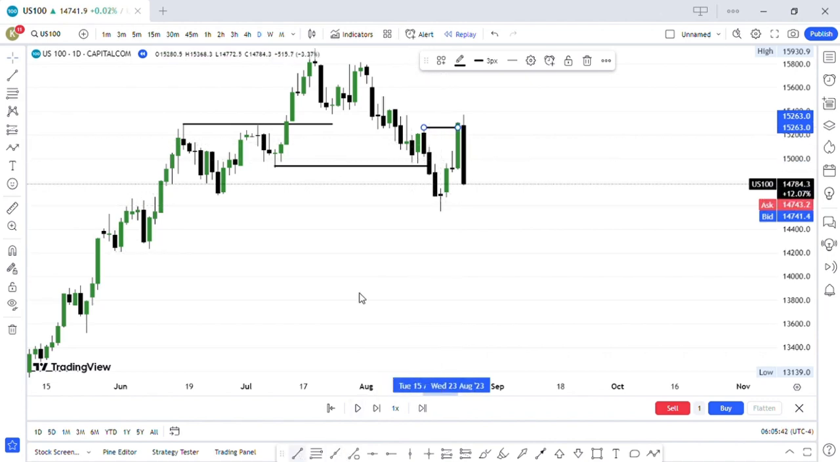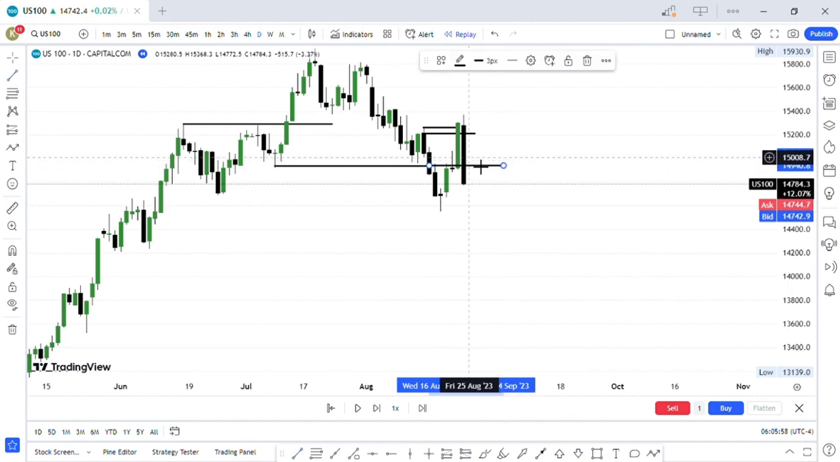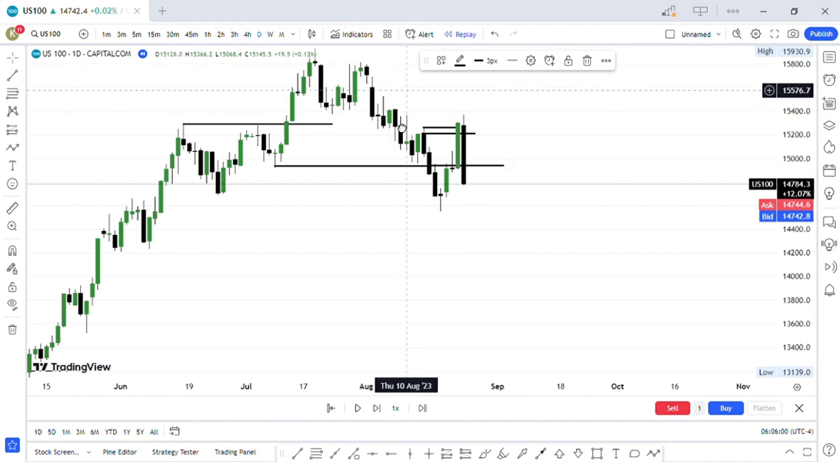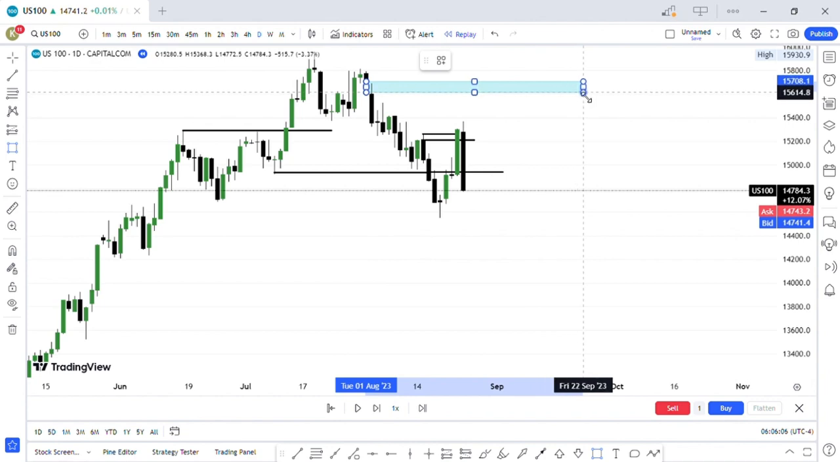So we mark the open here. We mark the open, or the 50% of the order block, which is going to be somewhere here. Then you take your trade. You buy here. Then you target this volume imbalance.